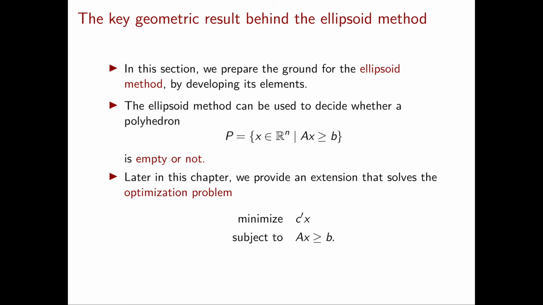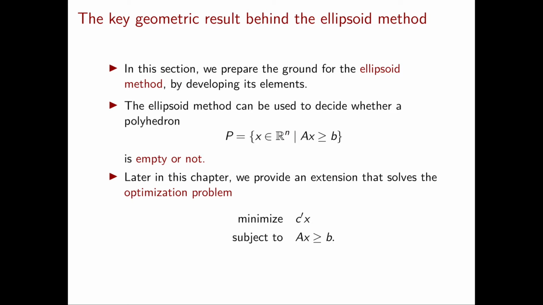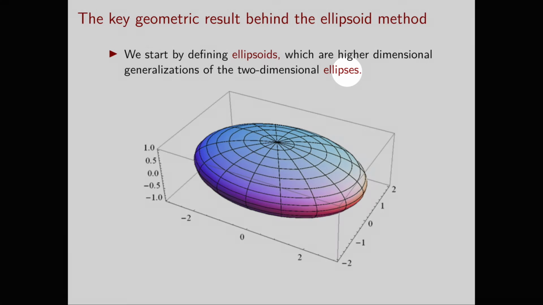Later on, we will also see how the ellipsoid method can be used to solve optimization problems of the form minimize c transpose x subject to Ax ≥ b. But for now, let's just focus on the feasibility problem. The first thing we need to do, if we want to introduce the ellipsoid method, is to define ellipsoids. Intuitively, ellipsoids are the high-dimensional version of the two-dimensional ellipses.